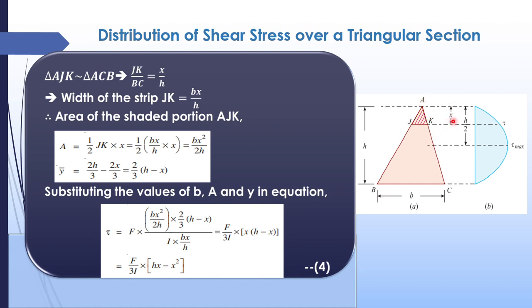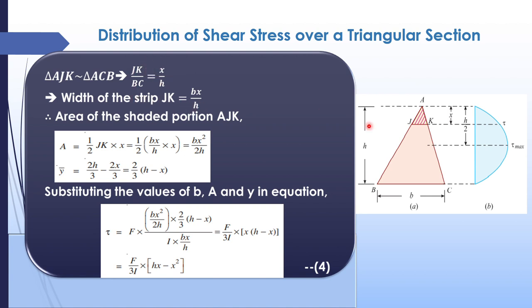The height of the strip we have taken, let it be x. Now the base is B and the total height is h. For the beam, the base is B and the total height is h. X is the height of the strip which we are taking. Now AJK and ABC are similar triangles. So JK by BC is equal to x by h.